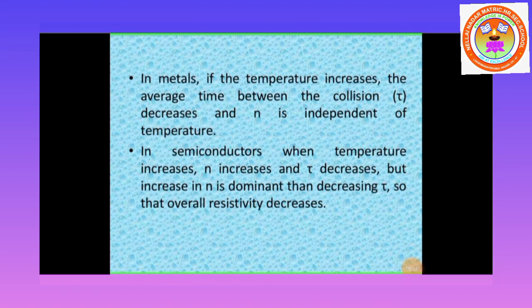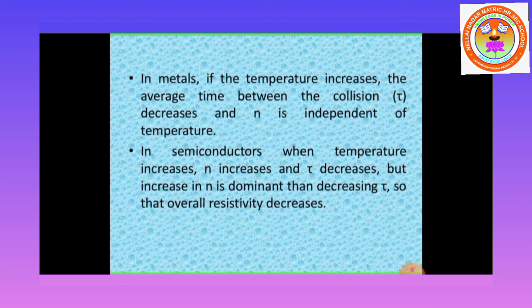Students, in a metal, if the temperature increases, the average time between the collisions decreases and n is independent of temperature. So the number of electrons present is independent of the temperature in a metal. In a semiconductor, when the temperature increases, n increases, the number of electrons present in the conductor increases, and the time taken by the electron between collisions also decreases.